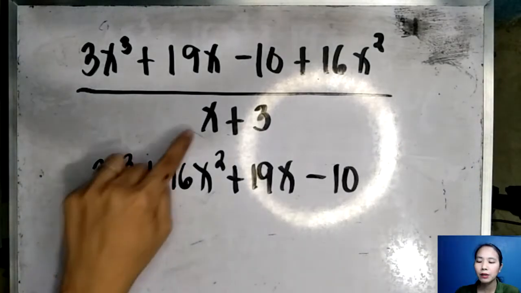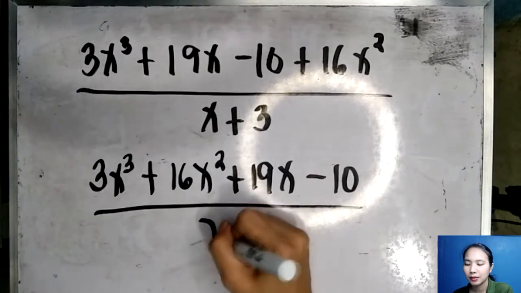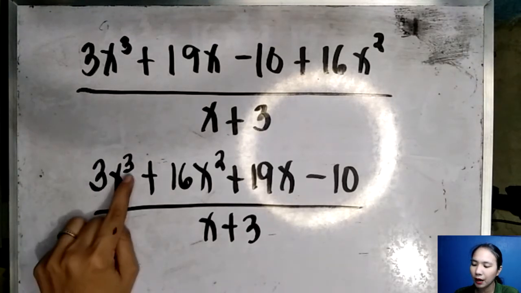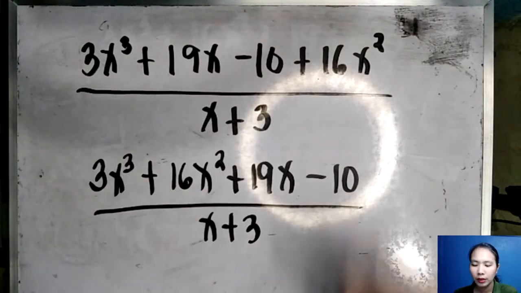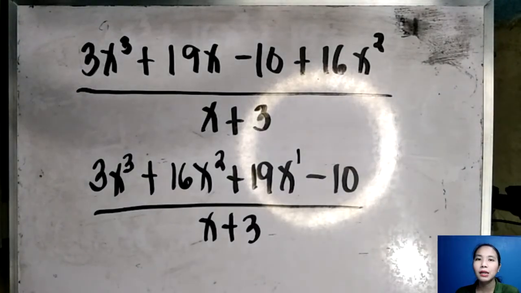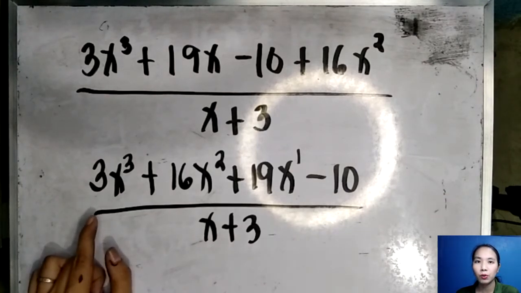With regards to our divisor, naka-arrange na po ang ating divisor na x plus 3. Titingnan natin if meron tayong missing terms. So we have 3, 2, 1, then our constant. So meaning, our terms are already arranged in descending powers and there are no missing terms.